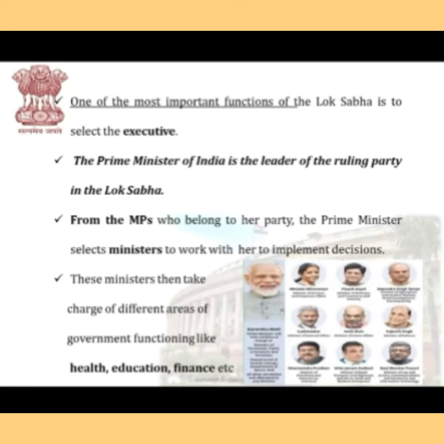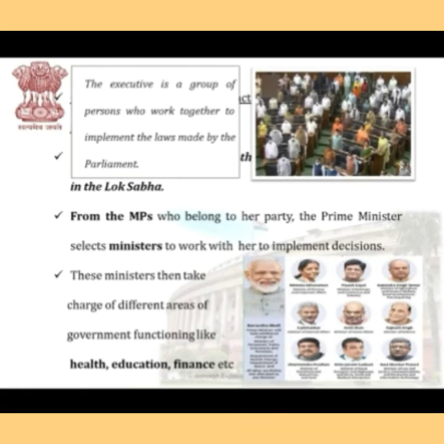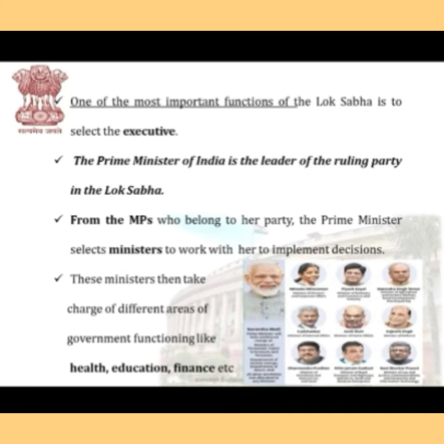One of the most important functions of the Lok Sabha is to select the executive. The executive is a group of persons who work together to implement the laws made by the parliament. The Prime Minister of India is the leader of the ruling party in the Lok Sabha. From the MPs who belong to her or his party, the Prime Minister selects the ministers to work with her or him to implement the decisions. These ministers then take charge of different areas of government functioning like health, education, finance, etc.